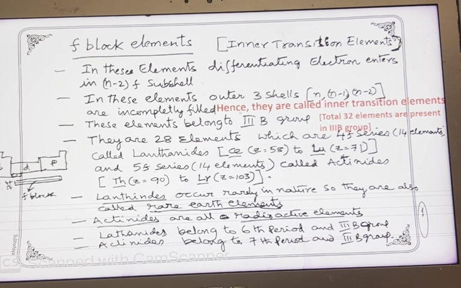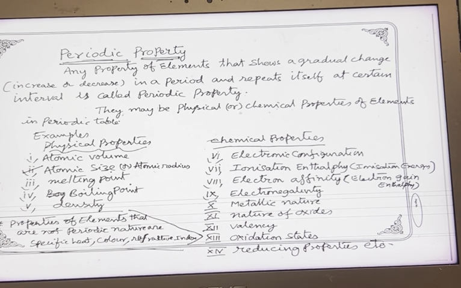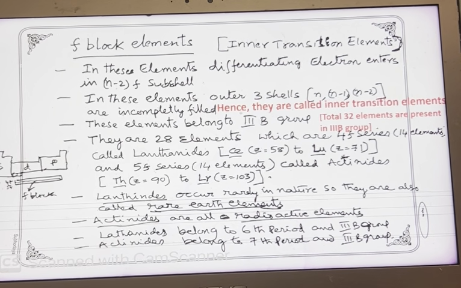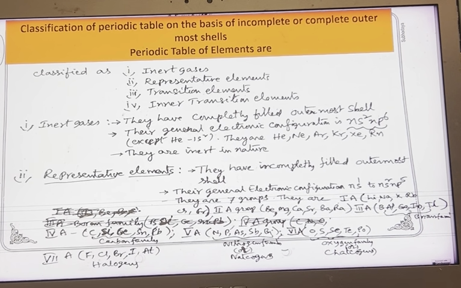Next question, in the form of a question you will get: classification of the periodic table on the basis of incomplete or complete outermost shells. Complete shell means the outermost shell has simply 8 electrons. If the outermost shell is completely filled, such elements are inert gases.